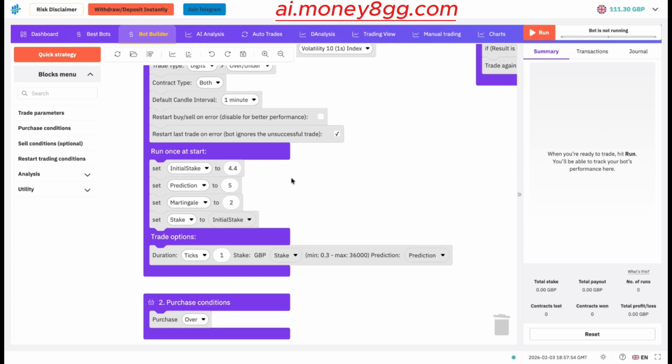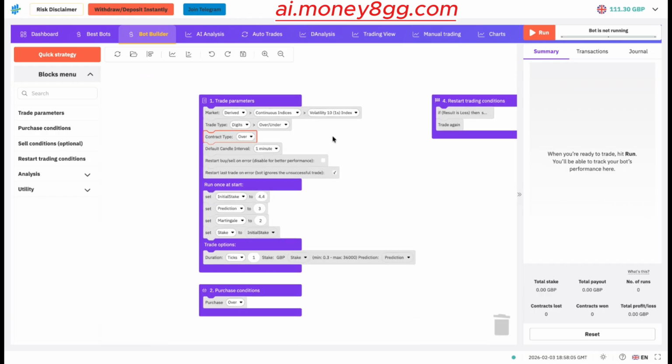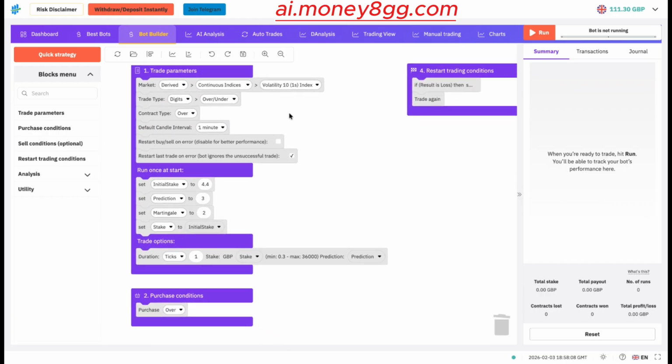So ours is 4.4. Our prediction is 3. Our martingale is 2. If we lose, it's going to trade with 8.8. If we lose again, it's going to trade with 16.2. Then you can change these to over and minimize it. So this bot doesn't have take profit, but it has the martingale. So you stop it yourself. Never accept more than 3 consecutive losses.